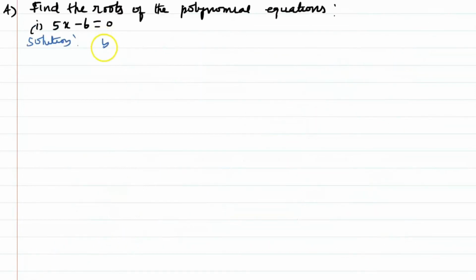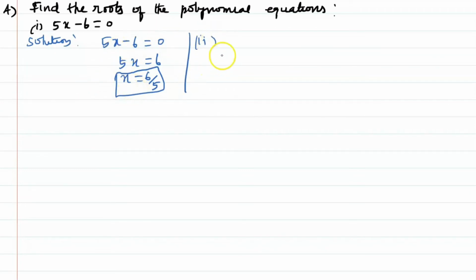So next question, fourth one. Find the roots of the polynomial equations 5x minus 6 is equal to 0. So solution, 5x minus 6 is equal to 0. So 5x is equal to 6. So x is equal to 6 by 5 on transferring. Next, x plus 3 is equal to 0. So x is equal to minus 3.